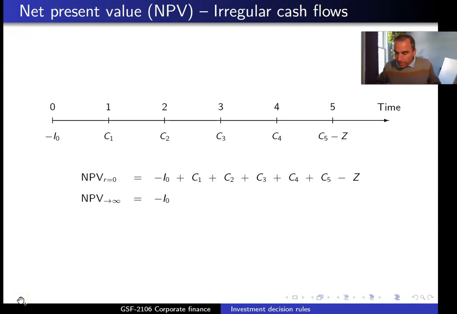More on NPV and internal rate of return. So we will cover here what happens with the NPV and the internal rate of return when we have irregular cash flows, and I'll explain what I mean by irregular cash flow in a second.